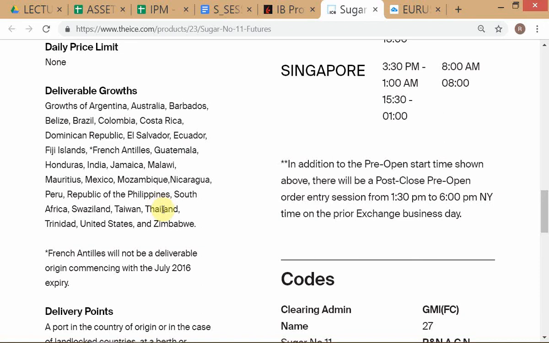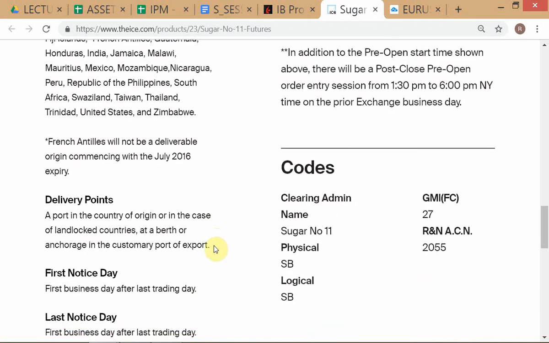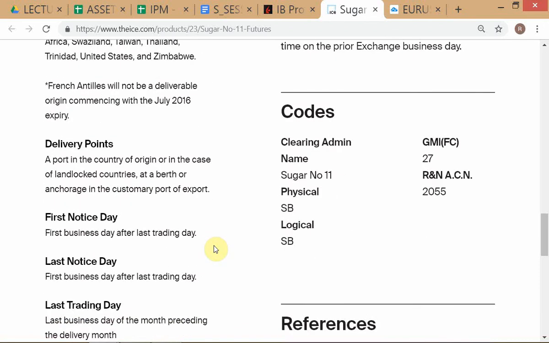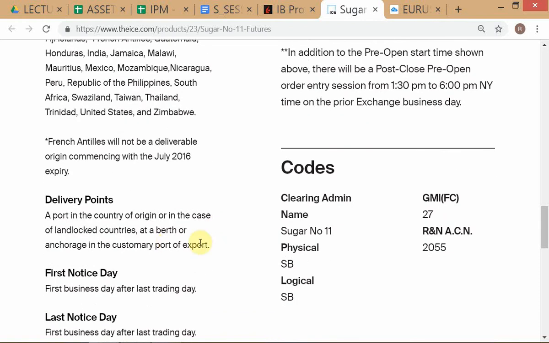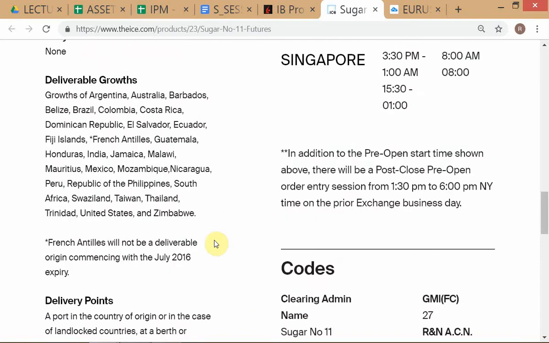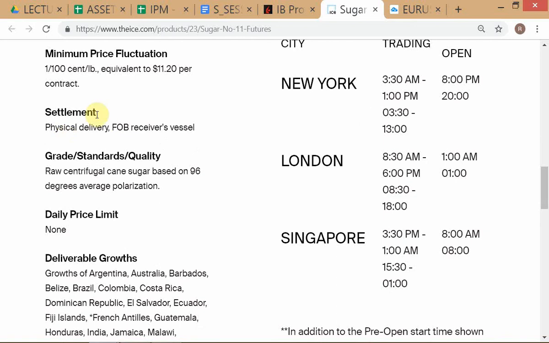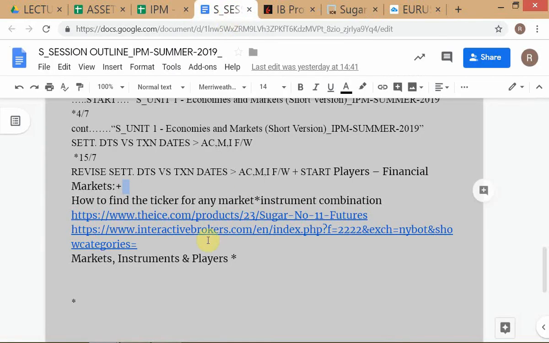They would have mentioned something about the INCO terms. At a port in the country, okay. So this, FOB. Have you heard this term before? No. FOB, you guys got to learn this stuff. These are called INCO terms. I'm going to write this down in your session notes.